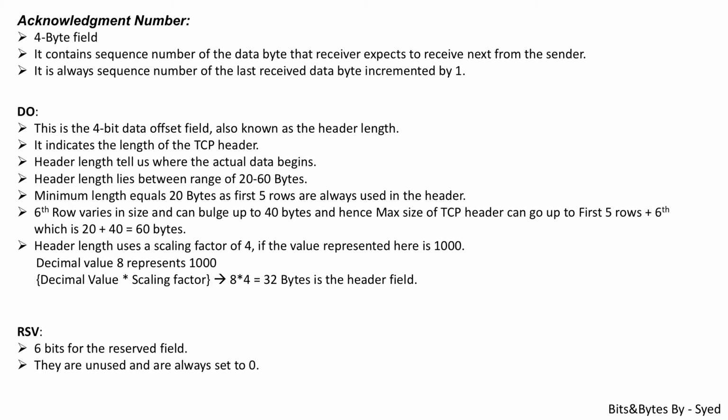Also remember that header length uses a scaling factor of 4. If you look at Wireshark, you will normally see values in binary. For example, 1000, which represents a decimal of 8. Decimal 8 multiplied by the scaling factor 4 gives us 32 bytes. I'll show you this in the Wireshark captures in the coming slides.